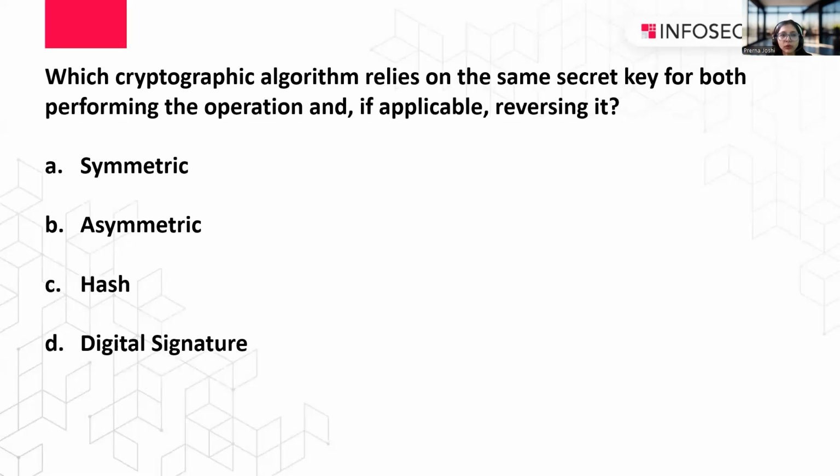Now let's move to the next question. It says, which cryptography algorithm relies on the same secret key for both performing the operation and, if applicable, reversing it? So we are talking about one key doing both encryption and decryption. So here the correct answer is symmetric encryption.